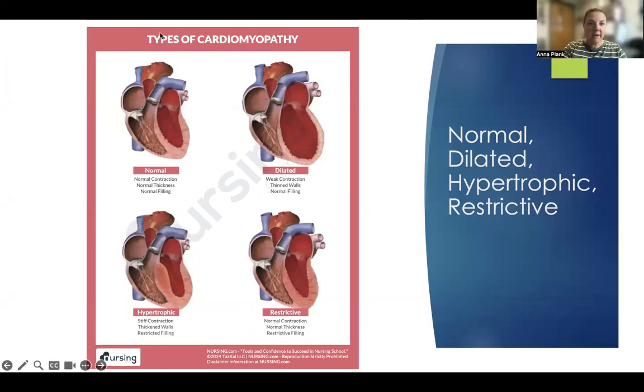Here's just a side-by-side comparison if you want to do all four. And you can see the normal heart in the top left, then the dilated, hypertrophic, and the restrictive. So you can see the differences: from the normal to the restrictive, you don't see a lot of external changes, but that's more the interlining of the myocardium.